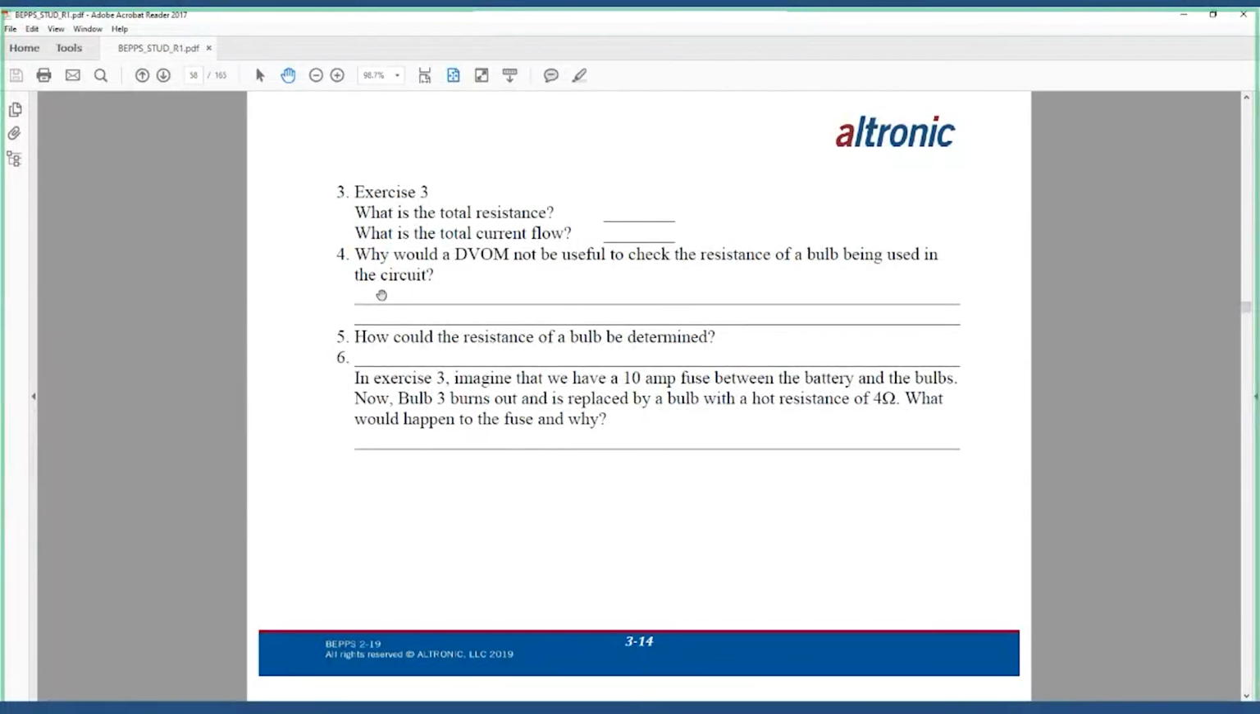Let's see. I think my number 6 is misaligned. I think that should be lined up with the N.